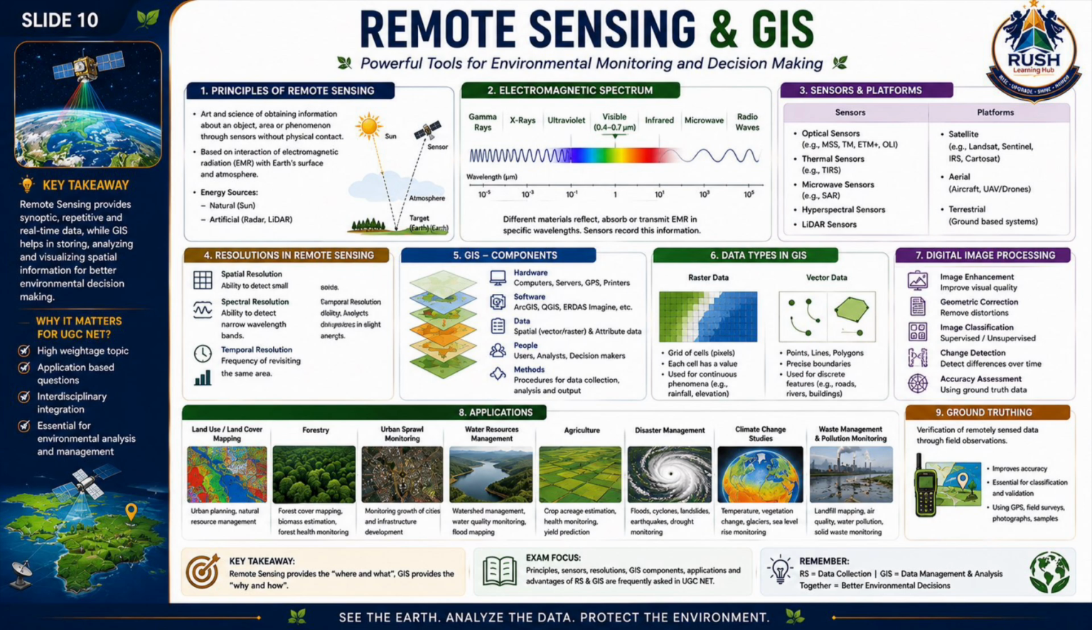To summarize, remote sensing collects environmental information through sensors, GIS organizes and analyzes that information, digital image processing improves data quality, and ground truthing validates the results. These technologies have become indispensable tools in modern environmental science and environmental decision-making.